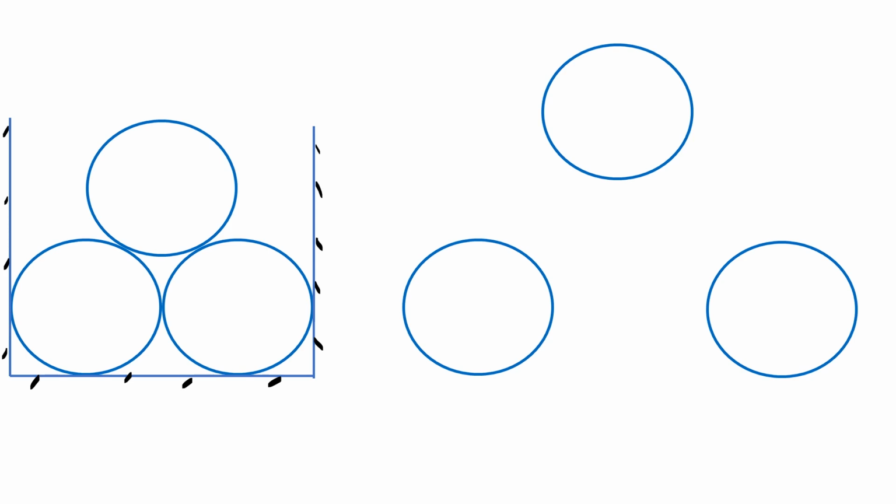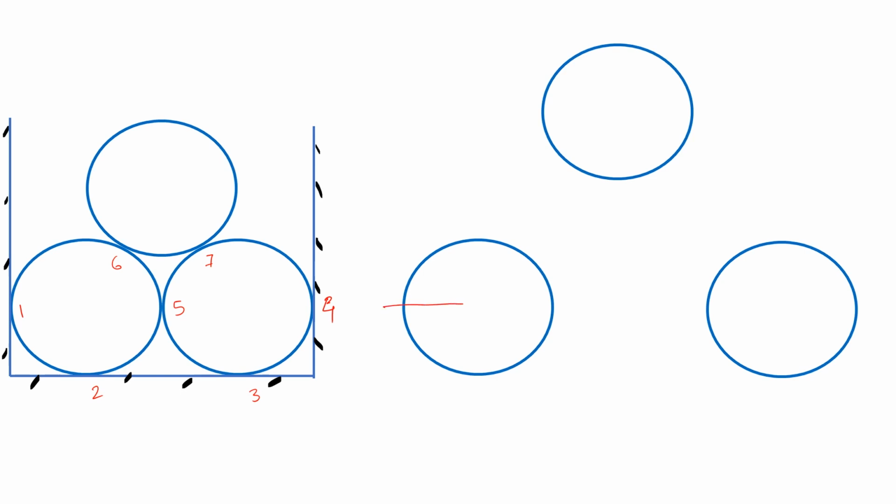Then there is one more example which is given in this figure. There are three balls. We need to draw the free body diagram of each and every ball. So let's start with the first free body diagram. Before that, let's mark different points: 1, 2, 3, 4, 5, 6, 7.